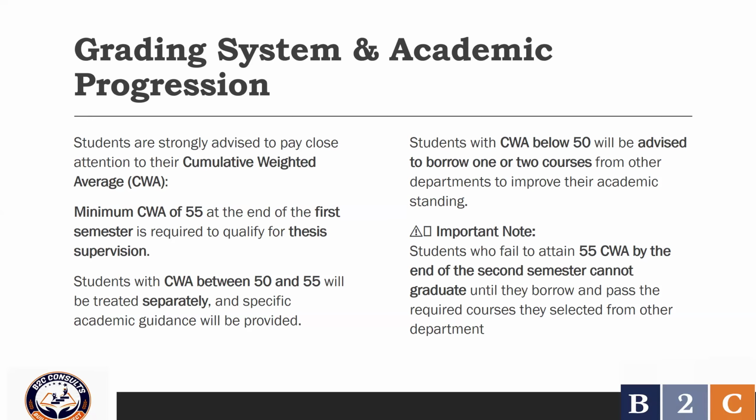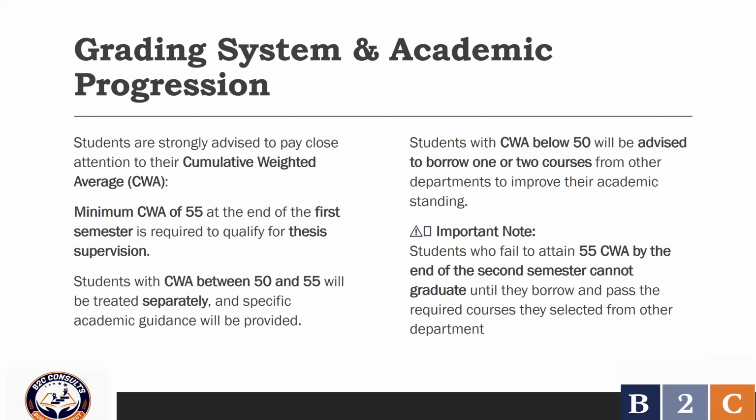Okay. And then students with CWA between 50 and 55 will be treated separately, and specific academic guidelines will be provided. So below 55 means you are not getting a supervisor. But when you get below 50, that one you spoil the case. You need to get above 50 to graduate. If you don't get above that 50, it means that you are not graduating.